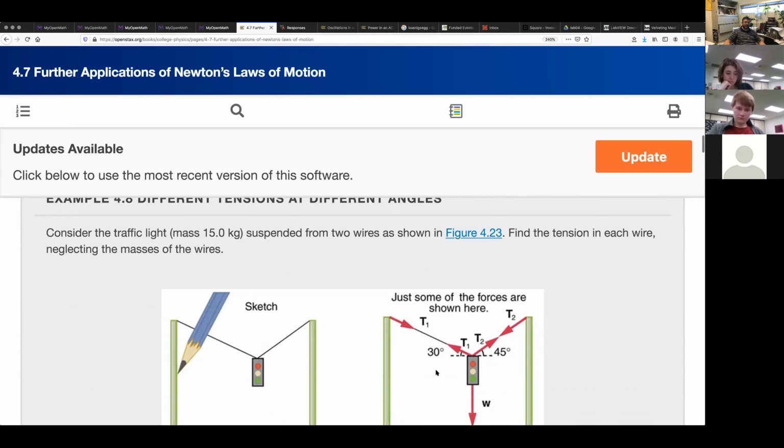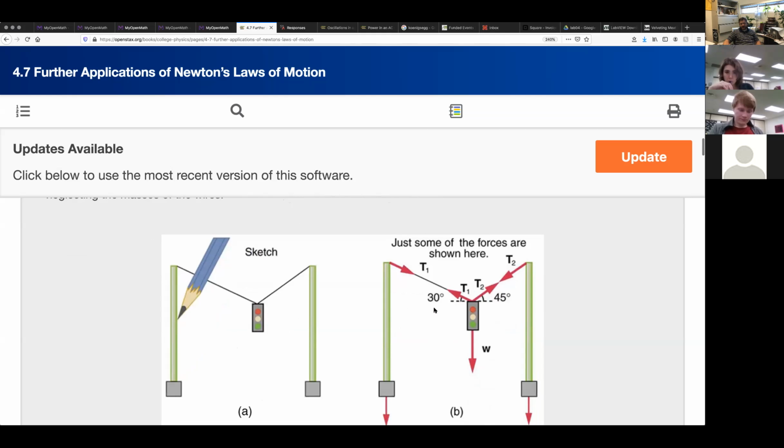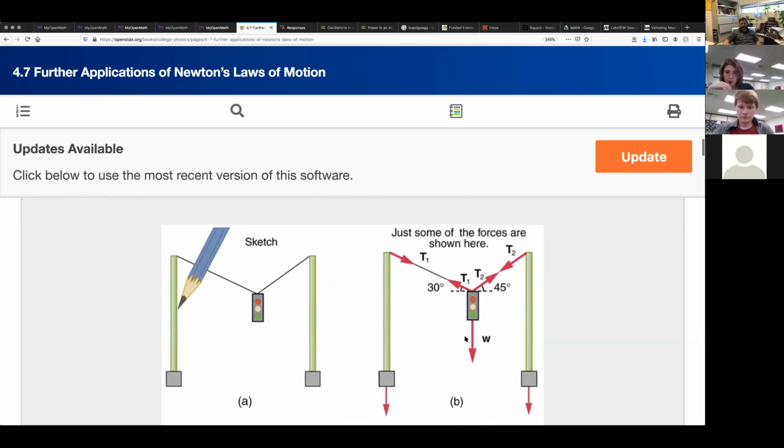Here they do a problem where they have tensions at different angles. Some of you have seen this in the homework already and asked questions about it, but these are just, when you break it all down, you have a force that's pulling on the light in the direction of this cable, another force that's pulling on the light in the direction of this cable, and then of course you have the weight straight down. And this is what it looks like in kind of a SketchUp.